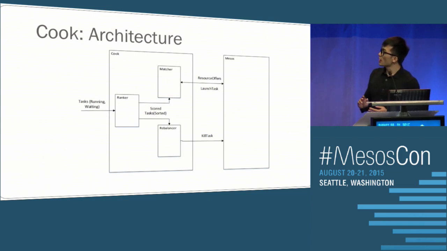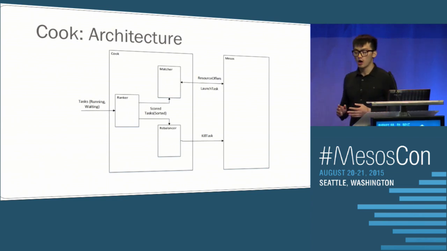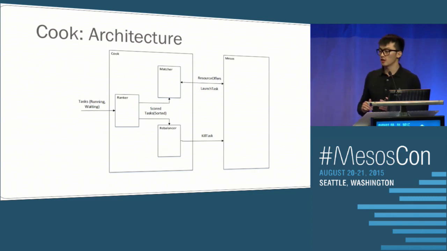Well, here is just a high-level diagram of the Cook architecture. Cook mostly consists of three components. The one on the left is called the ranker. The ranker only does one simple thing. It takes all the tasks in the system, sorted per user, calculates the score for each one of them, and merges them back into a sorted list.